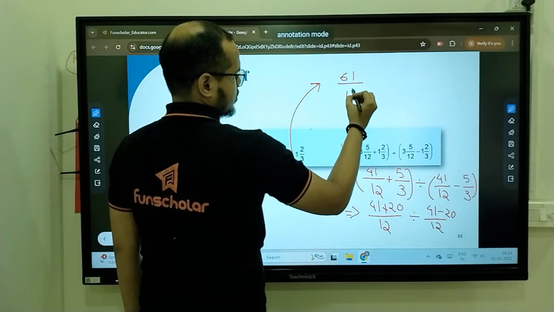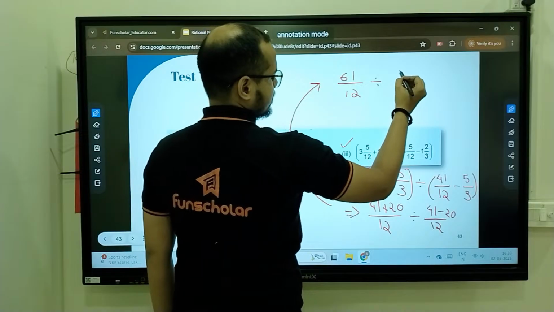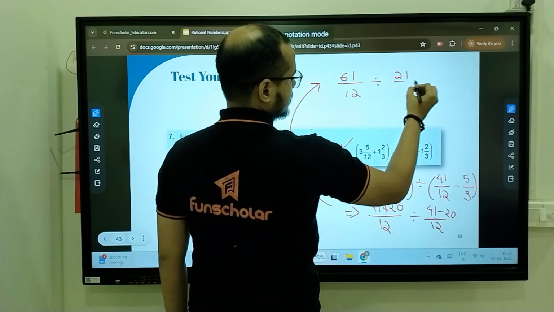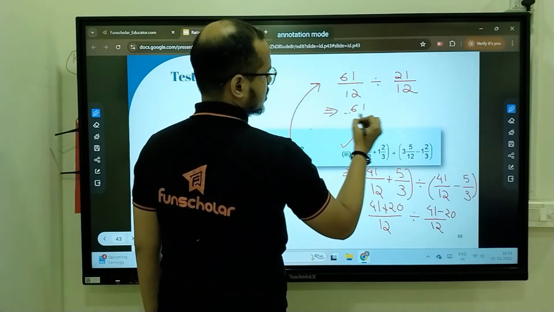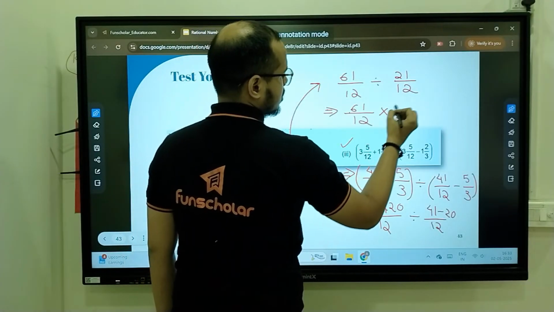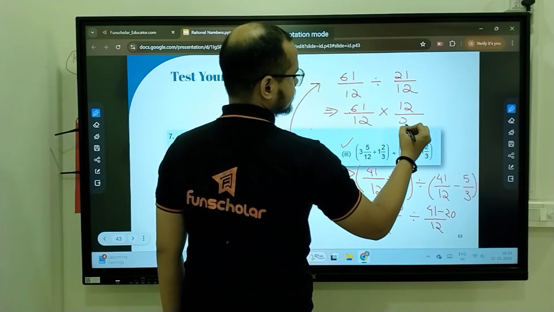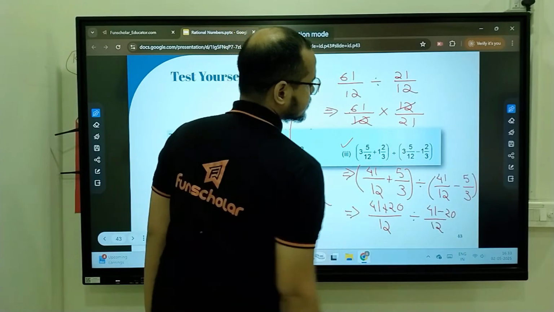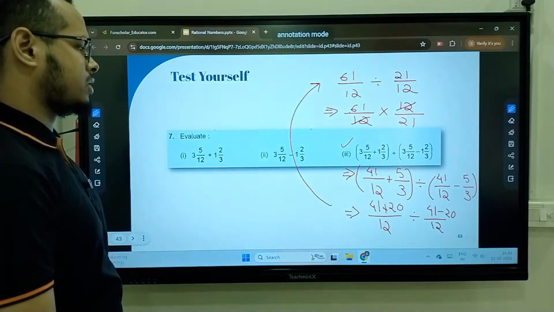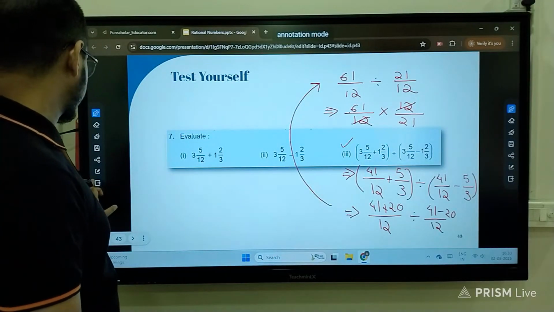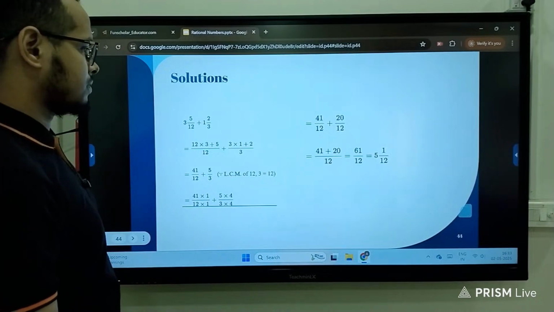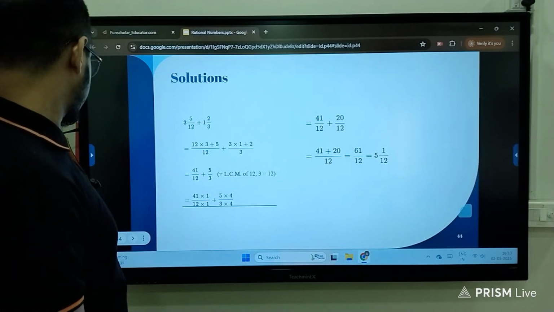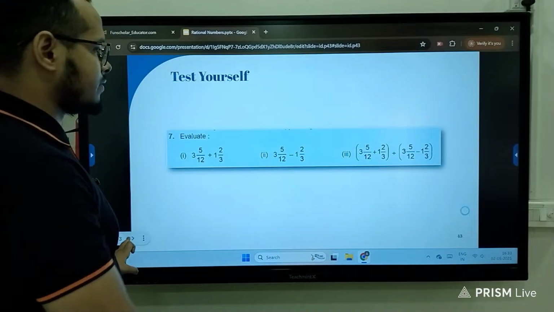61 by 12 divided by 21 by 12. 61 by 12 into the reciprocal. There you go with the answer, 61 by 12. Okay, chalo. This is the answer for the first one. Okay, we have done the last one.